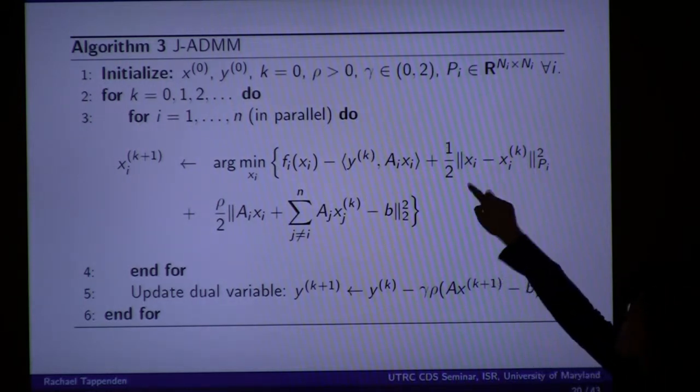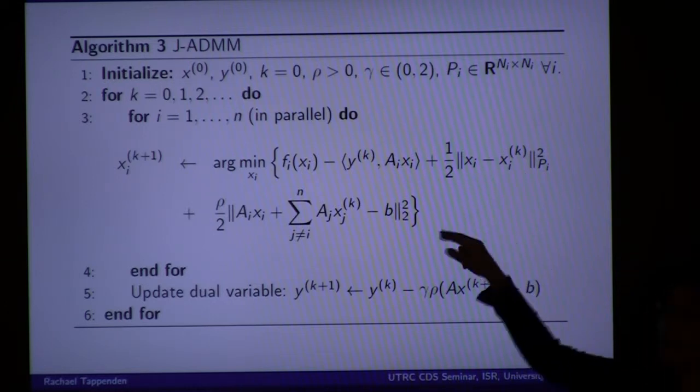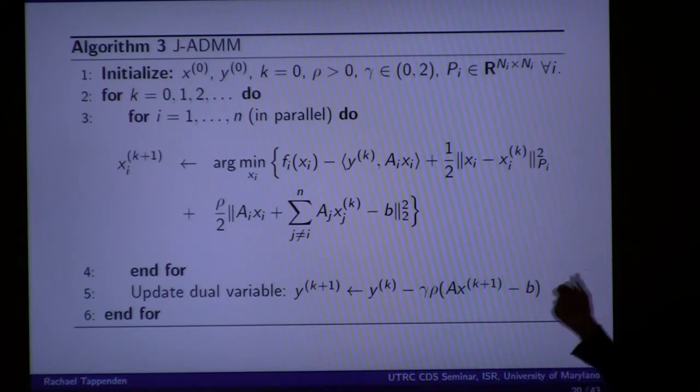So what you have here is you also add on this difference between the xi that you're trying to find and the xi fixed at your previous iteration. You've got this matrix Pi that has to satisfy some conditions. But this is really nice, because it takes advantage of the structure in your problem. Your objective function is a sum of n functions, so each of these problems is in a small dimensional space.